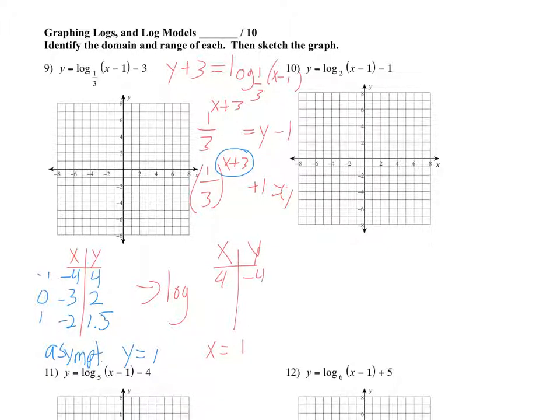We get 4, negative 4. We get 2, negative 3. And we get 1.3 repeating, negative 2. So looking at that, we're going to have 2, negative 3, and we're going to have 4, negative 4. An asymptote at 1, and this graph is going to be an upside down log graph that looks something like this.